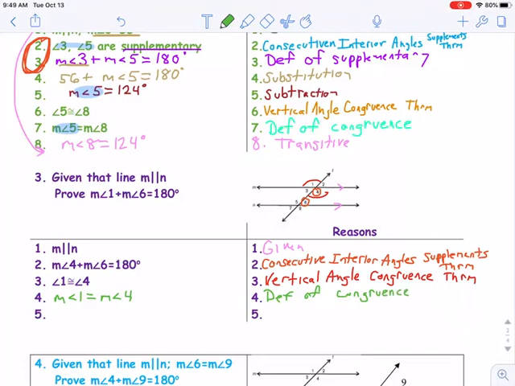Which in turn, I can say, well, I'm going to take angle 4 right here in step 2, and I'm going to replace it with angle 1, because angle 1 equals angle 4. So I'm legally allowed to do this via substitution. Okay, and that's it.